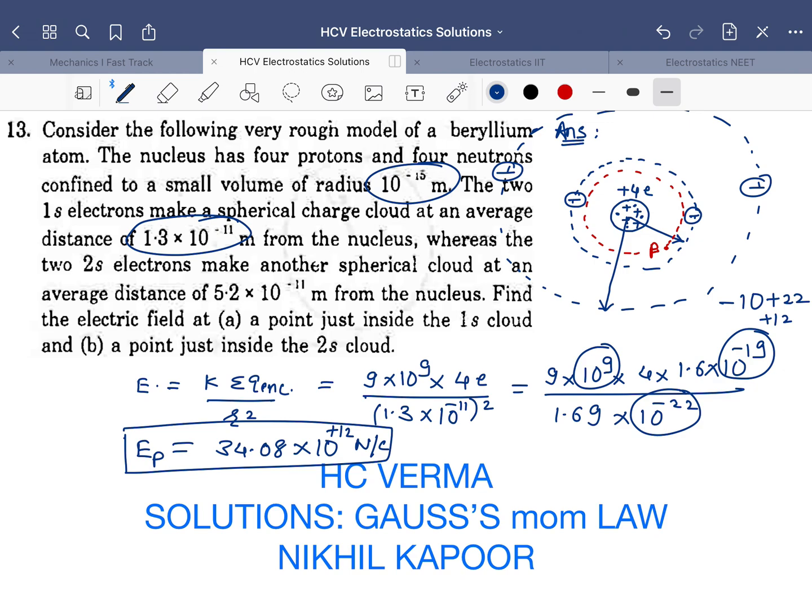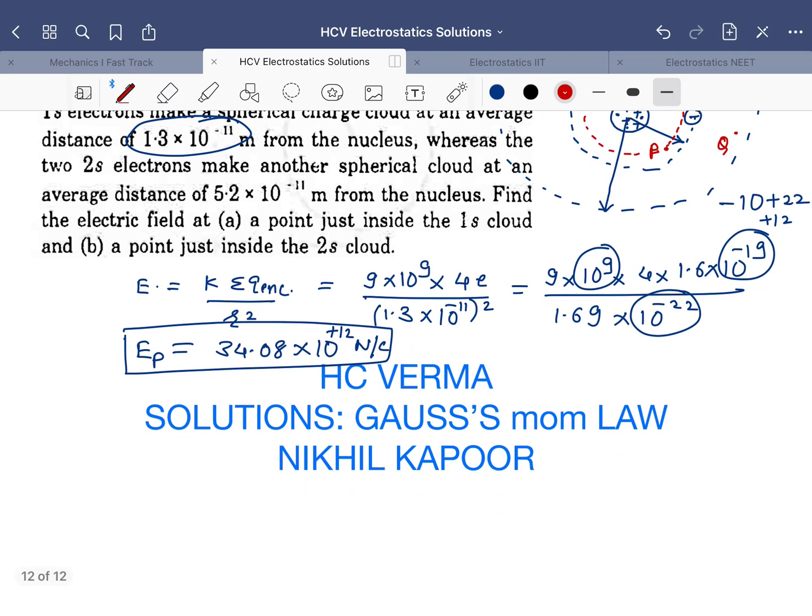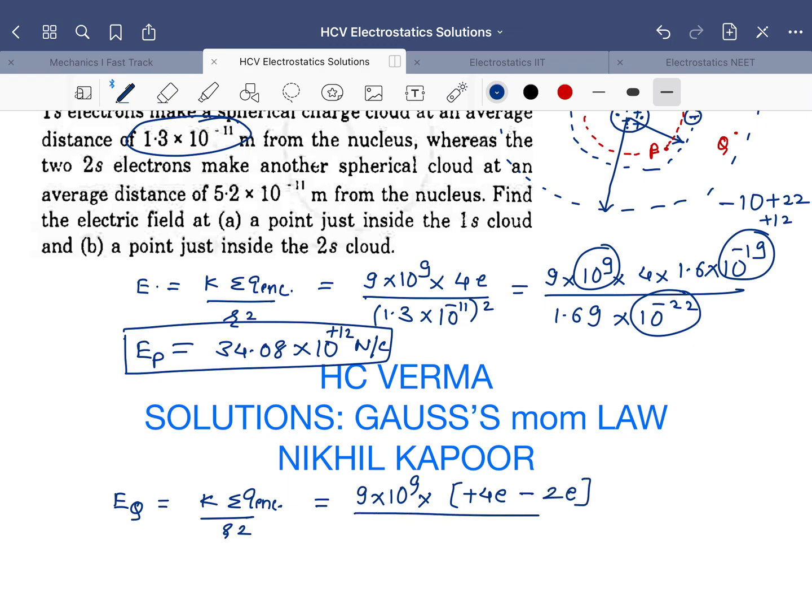Okay, now let's see. In the B part, we need to find the electric field at a point just inside the second cloud. So no problem. It will be equal to, again, K times total charge enclosed upon R square. So K is 9 × 10 to the power 9, and the total charge enclosed will be 4 protons in the nucleus and 2 electrons of the 1s orbit, upon R square. So the distance will be 5.2 × 10 to the power minus 11, the whole square. And now 4e minus 2e will be 2e.